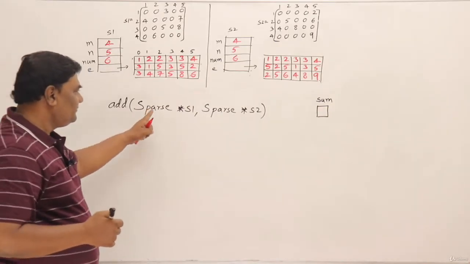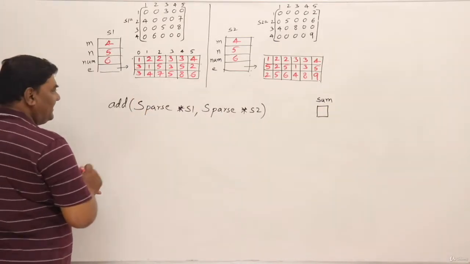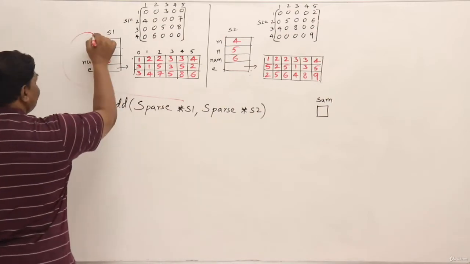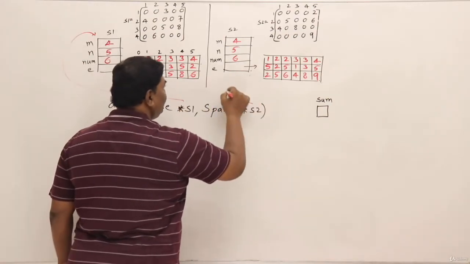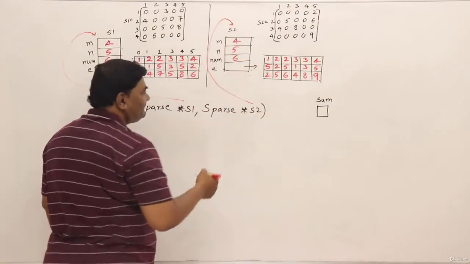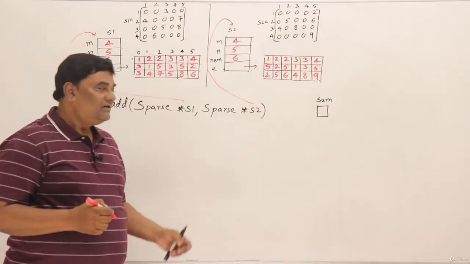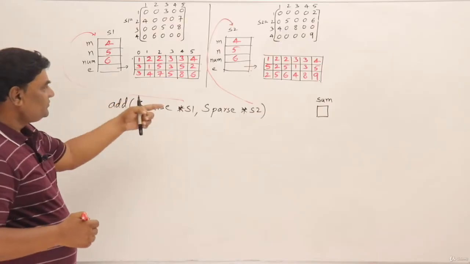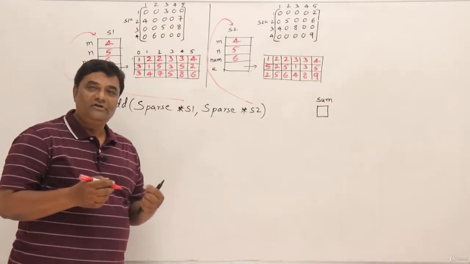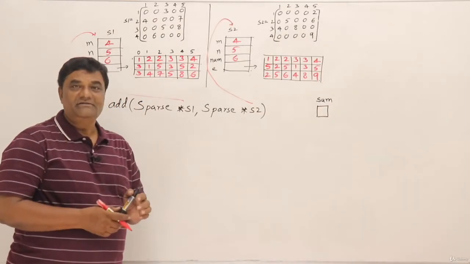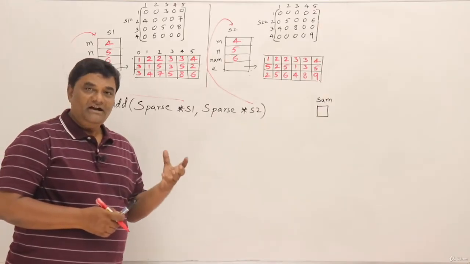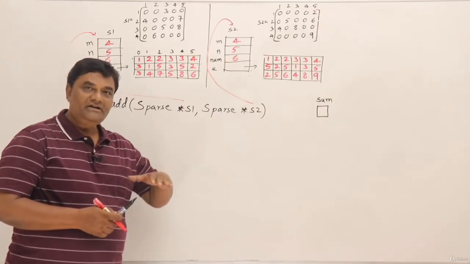Now the function is taking two pointers, S1 and S2. Let us imagine that this pointer is pointing to this one and this pointer is pointing to this matrix. So these are present somewhere inside, let us say, the main function. Now it has to add those two. So inside the function, first of all, let us check whether these two matrices can be added or not. Whether they can be added or not, we can know by comparing their dimensions.